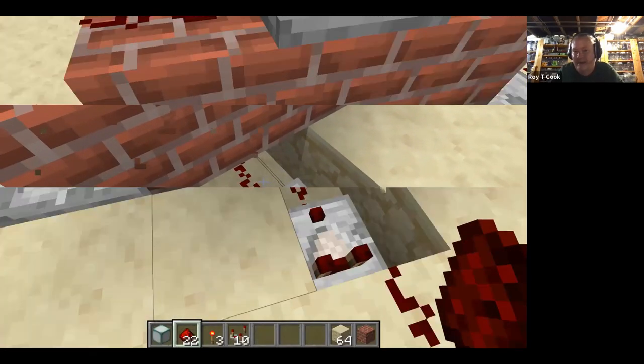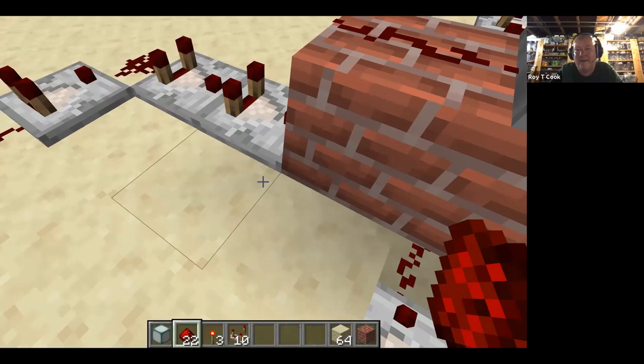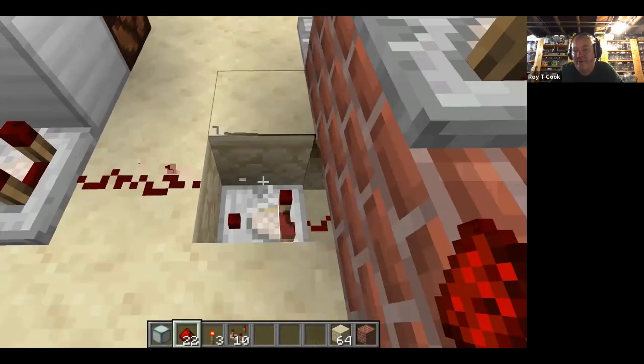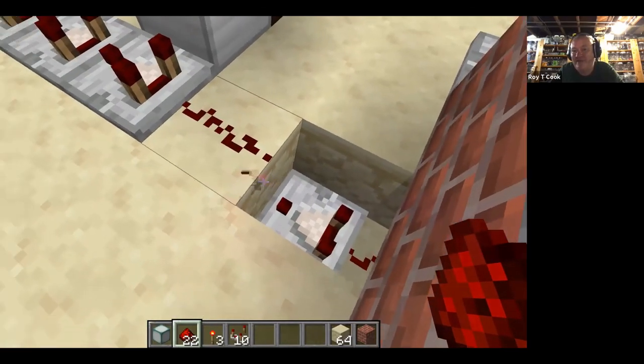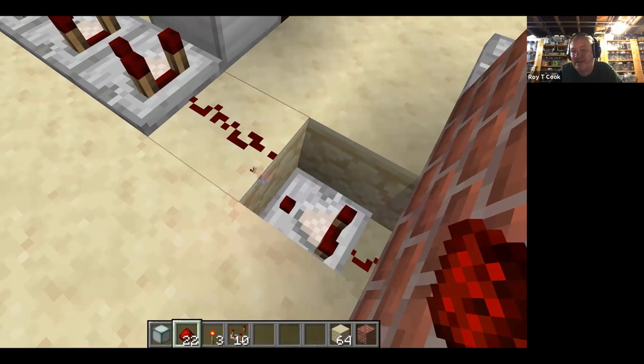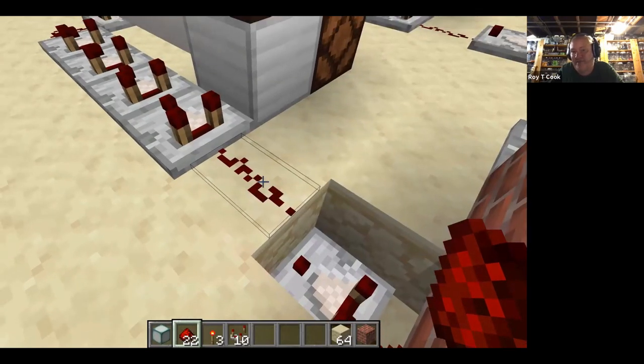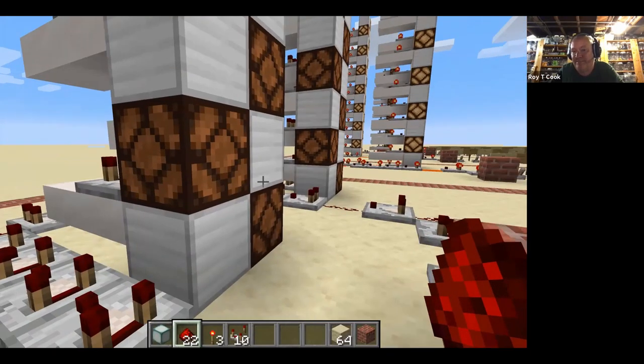That dust could be a comparator. That's the one bit that doesn't matter. Then another comparator that's running straight in and charging this brick below the dust, which then charges the dust above it, which goes into our output machine.